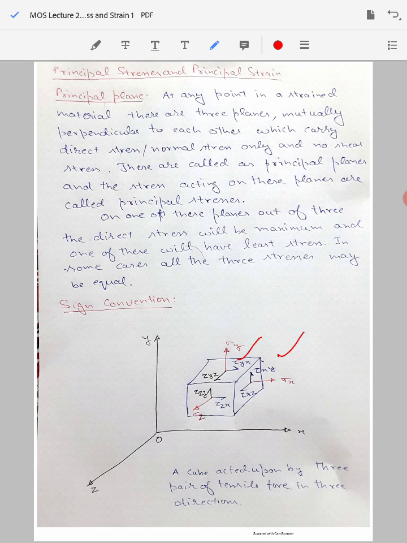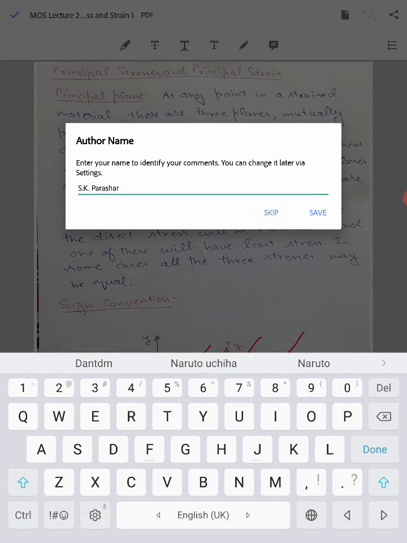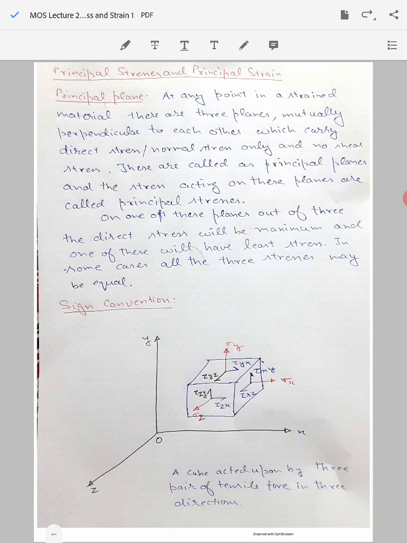Similarly, you have the yz plane. So you have the stresses tau yz and tau zy, which are the complementary shear stresses of each other. Tau yz is the shear stress acting perpendicular to the y direction in the z direction. And tau zy is the shear stress acting in the direction perpendicular to z and in the y direction. So that is tau zy. In this way you can also identify the value of tau zx and tau xz, and this is the way we are going to mark these stresses.